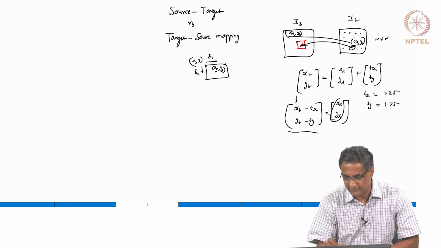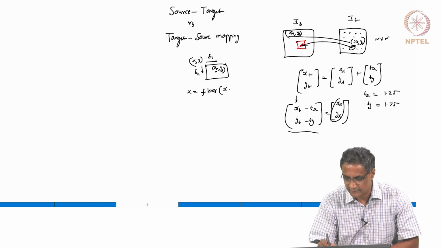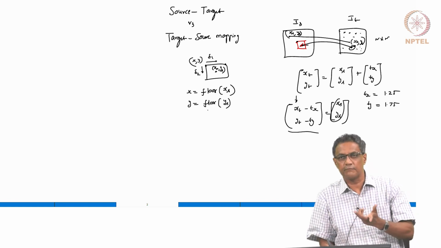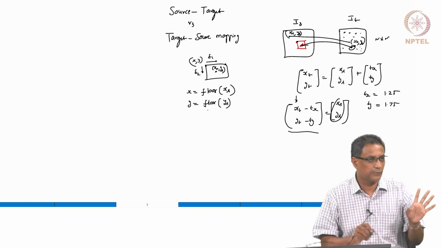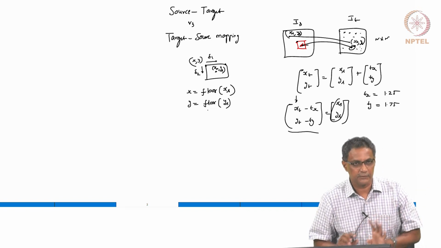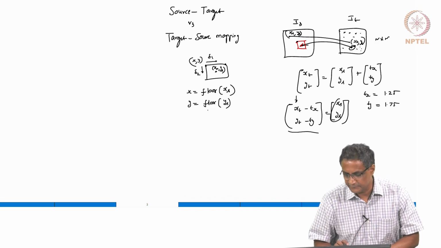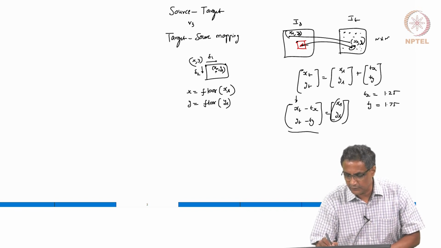No. Let's have it in a simpler form. x is floor of xs and y is floor of ys, right? Just as you have ceil, round and floor. So floor will, if it is 125.9, become 125. 125.1 will become 125. Whatever it is, it will become 125, right? So now this intensity, right?